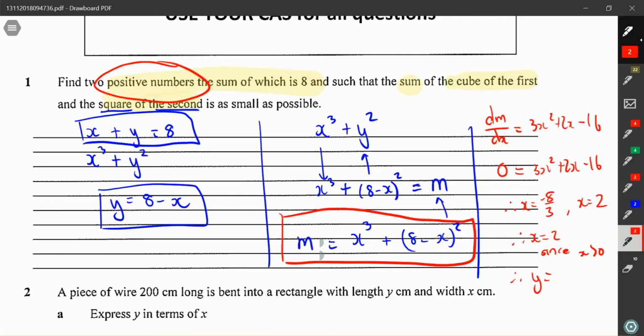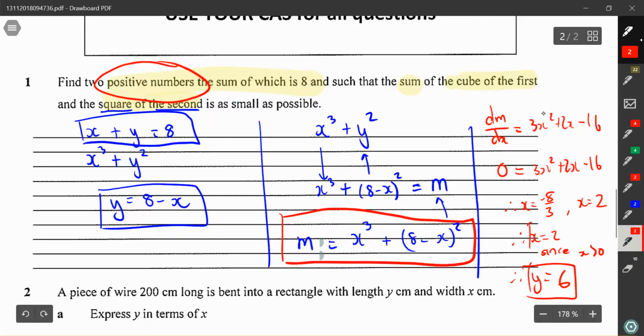2 plus what? 6. So y has to be 6. Okay, and that's a positive number as well. So I know that when y equals 6, x equals 2, that will be a minimum. How do I know it was a minimum? Because I did that before.